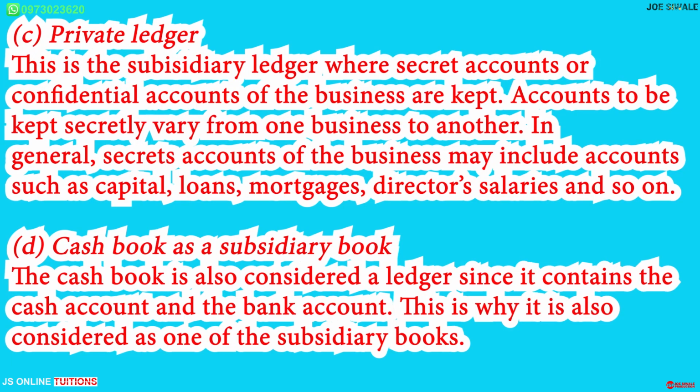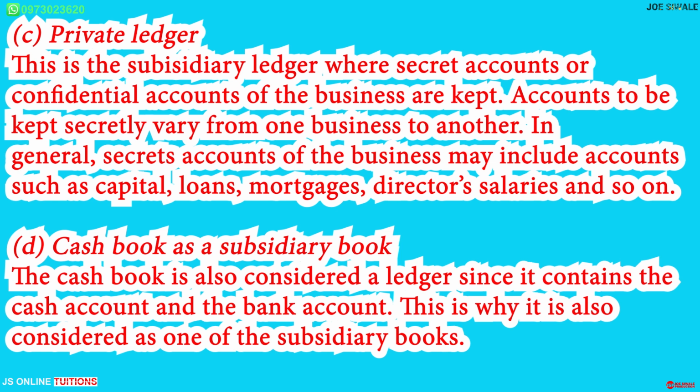Let us now look at the private ledger. This is a subsidiary ledger where secret accounts or confidential accounts of the business are kept. Accounts to be kept secretly vary from one business to another. In general, secret accounts of the business may include accounts such as capital, loans, mortgage, directors' salaries, and so on.